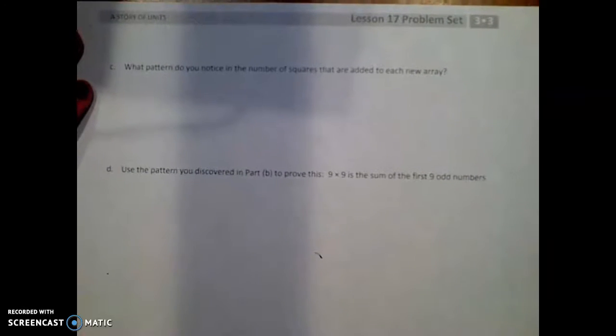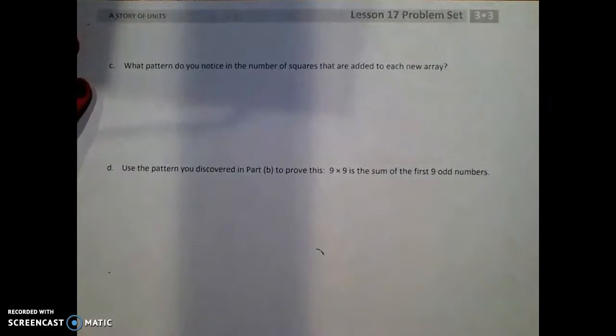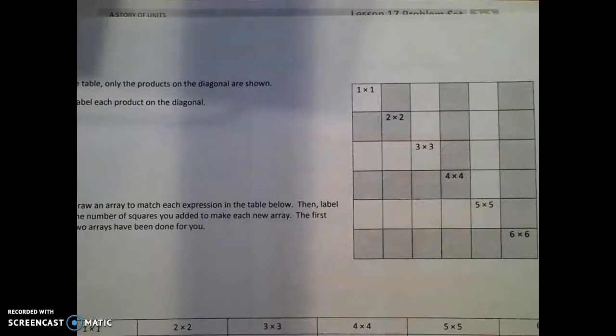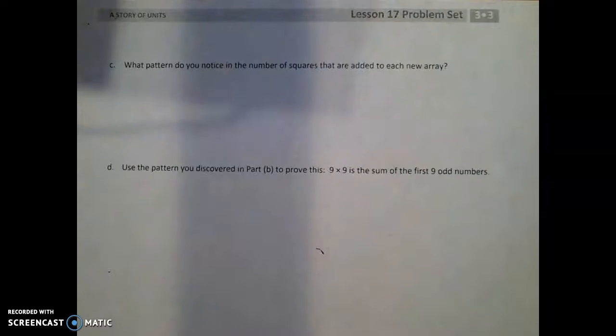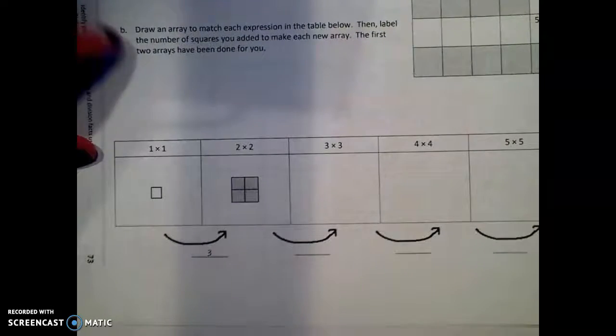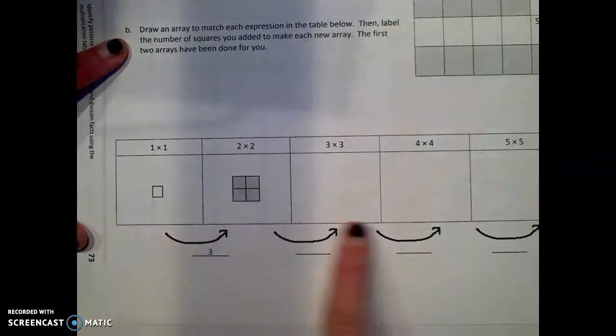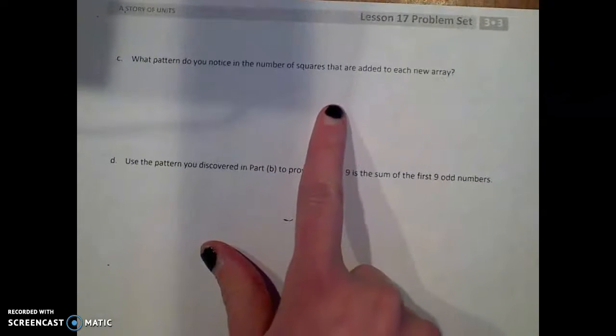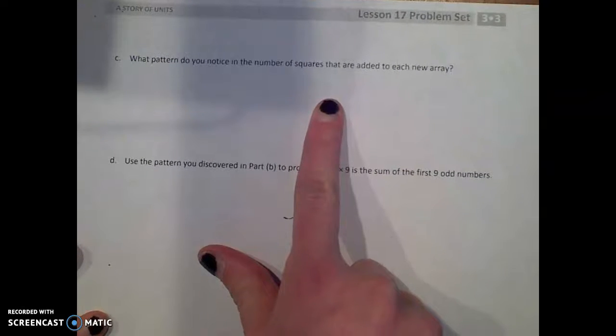Now, these questions are based on this page. Okay, so my first question says, what pattern did you notice in the number of squares that are added to each new array? So down here, what pattern did you notice as you were adding squares to each new array? That's what it's asking.